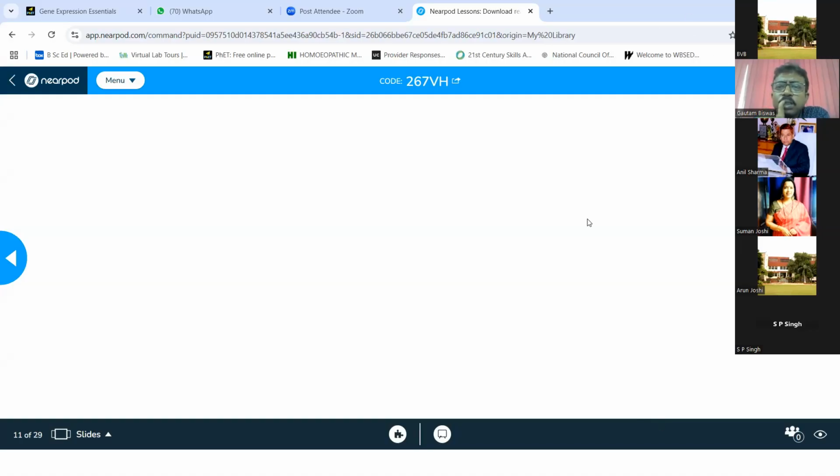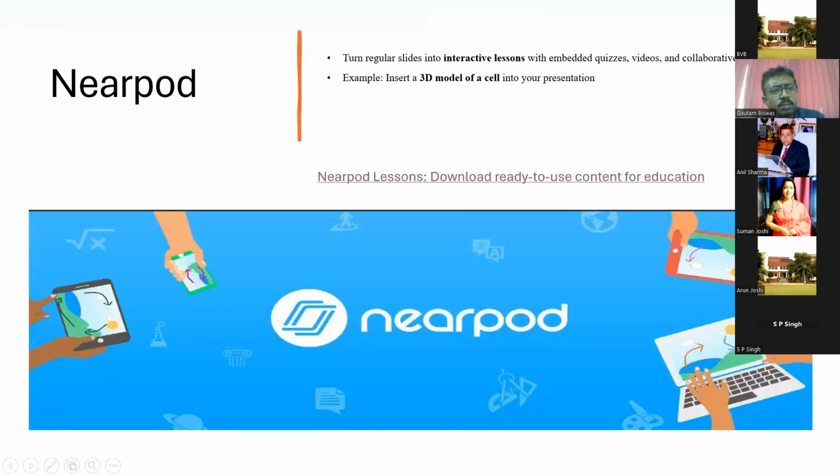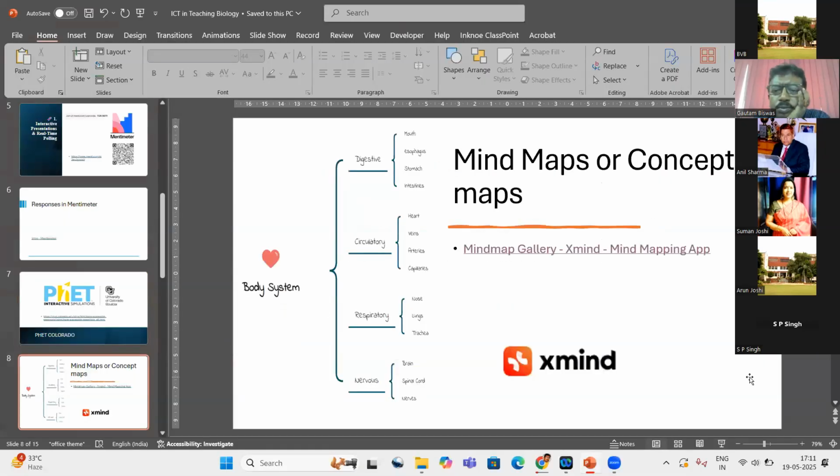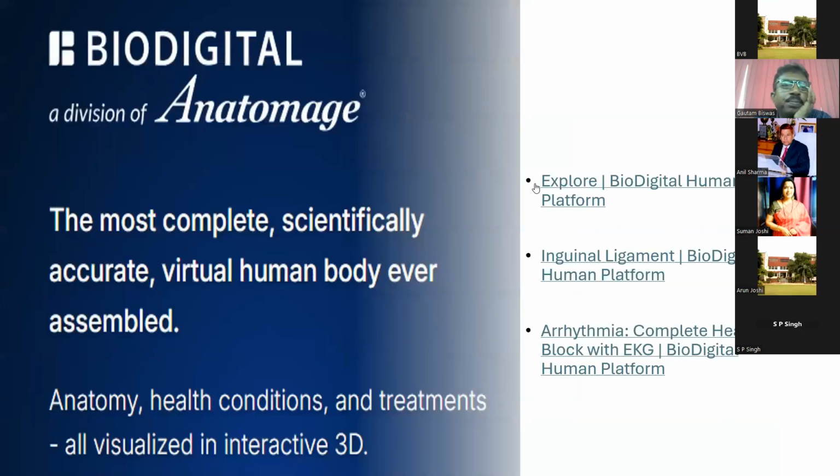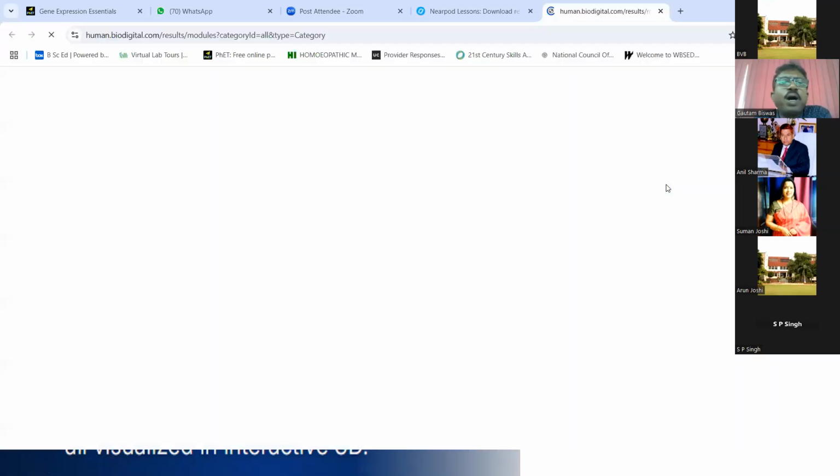Coming towards another important part, biodigital. This is basically on anatomy and basically for medical students, but also we can use this one in our teaching to some extent, not in full-fledged. So you can move towards this. I have just selected few parts of it and have kept it.